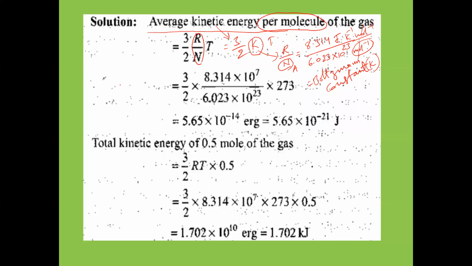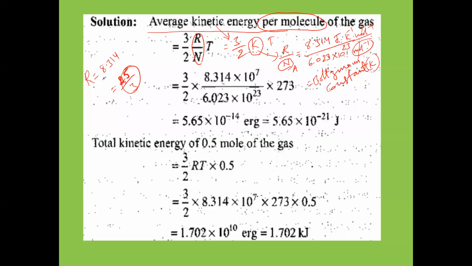And one more thing: wherever R is there, the value 8.314, you can take it as 25 by 3 for easy calculations. For easy cancellation in the calculation part, you can take 25 by 3 instead of R. That point you keep in mind.